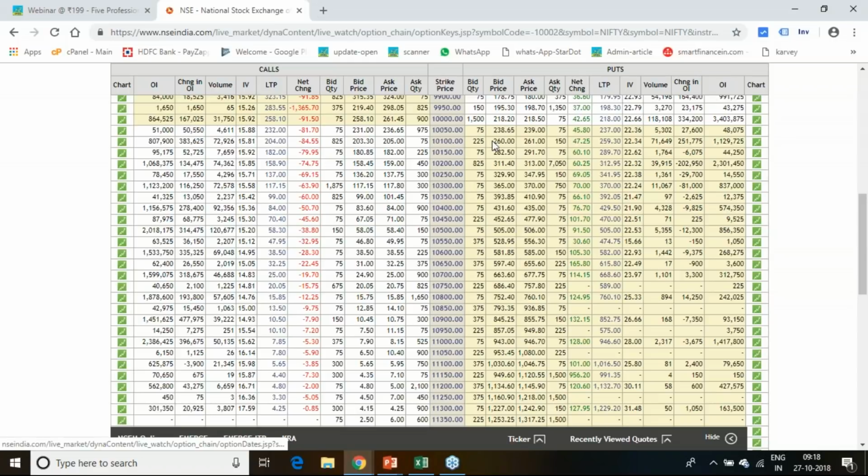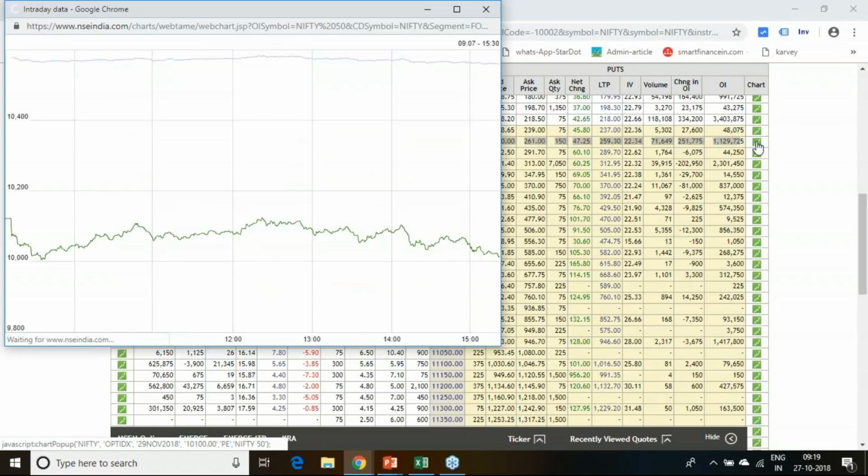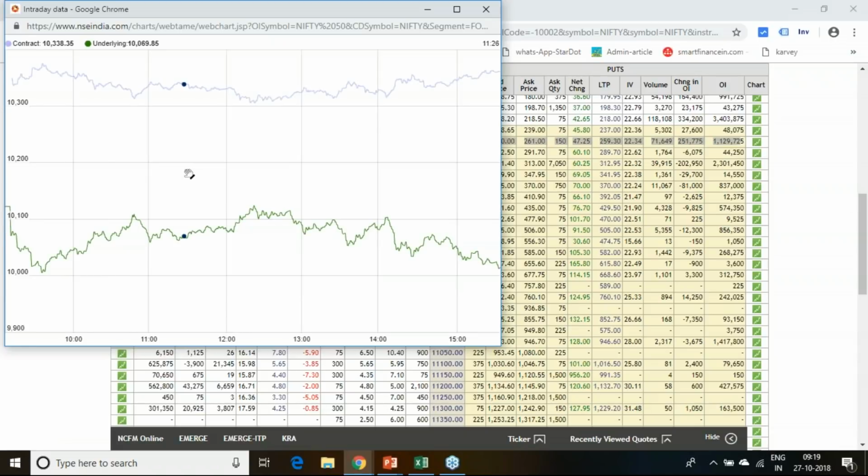So let me go for the 10,100 put. At the same time, I am taking 920. The underlying price I need not change. So the 920 contract was 10,339.05. This is what I got as the contract.